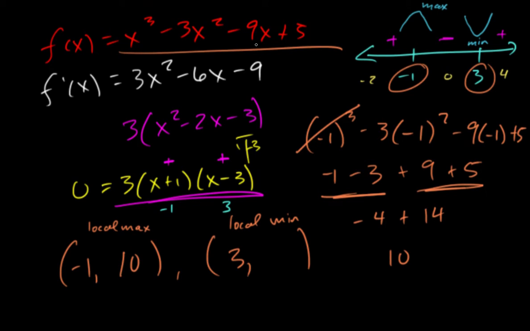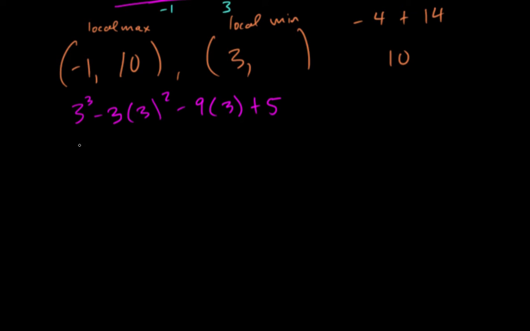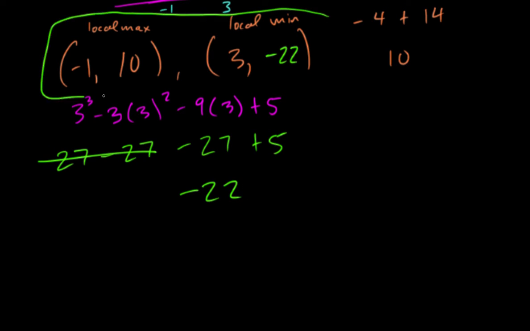Now I'm going to plug in a 3, and I get 3 cubed minus 3 times 3 squared minus 9 times 3 plus 5. 3 times 3 is 9, times 3 again is 27. This will be the same thing but negative. This is also. So those cancel, and then this is going to be negative 22. So that goes right there. And so we have found and classified all the stationary points.